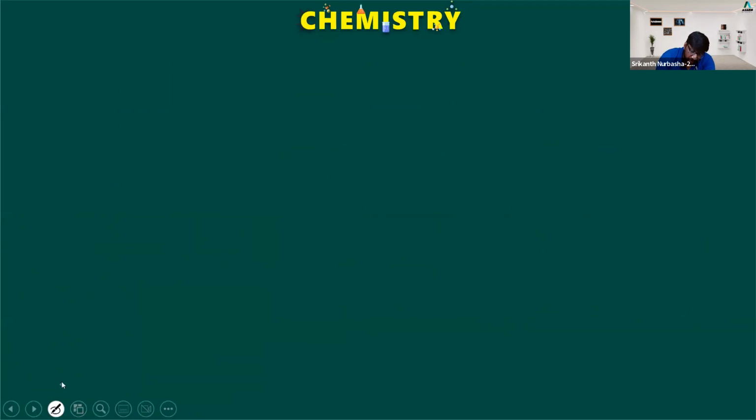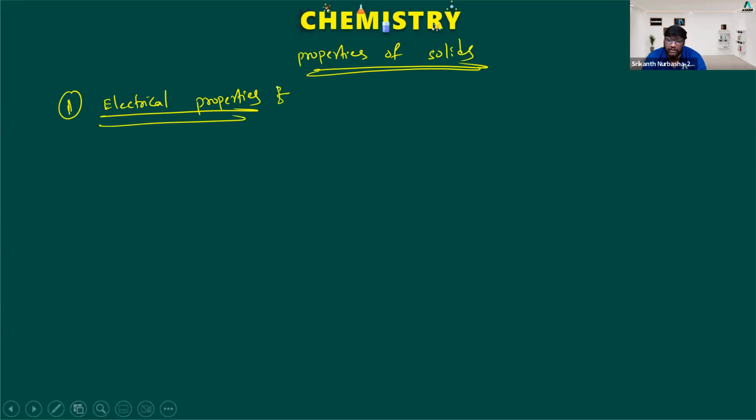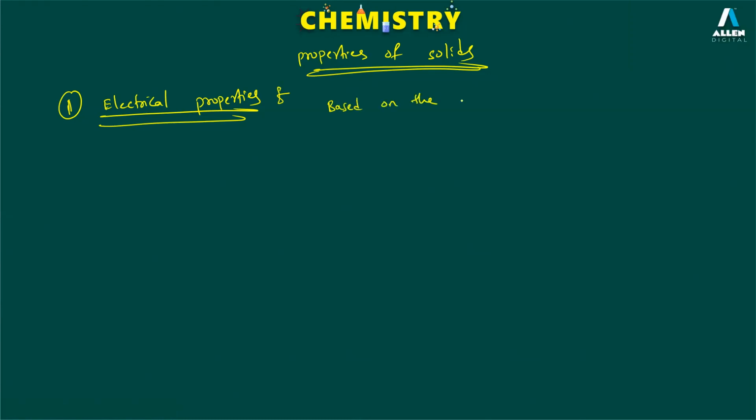So these are the different kinds of defects which you can study. And the last point which you can think of, with respect to the solid state, is properties of solids. How many types of properties are there? What are the two properties which you can think of? The first one is electrical properties and the other is magnetic properties. Based on the values of conductivity, solids are classified into 3 types. What are those? Conductor, insulator, and semi.